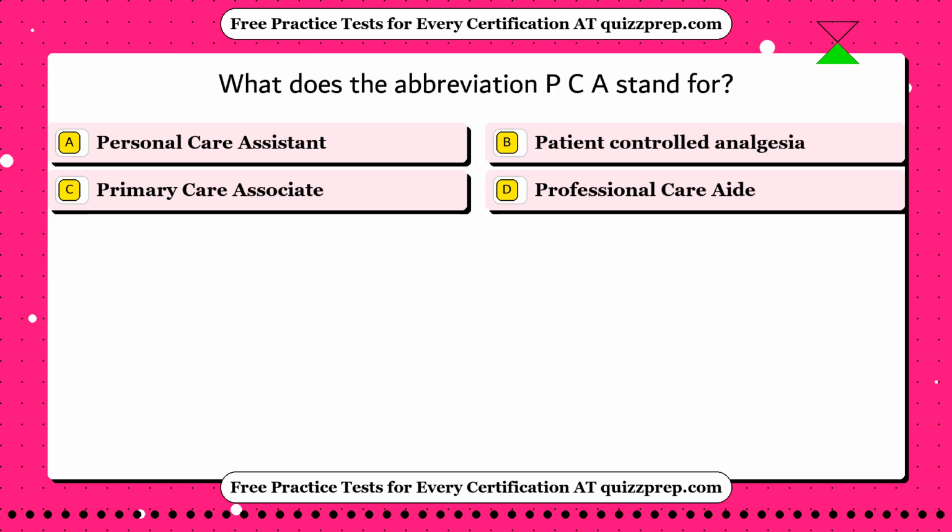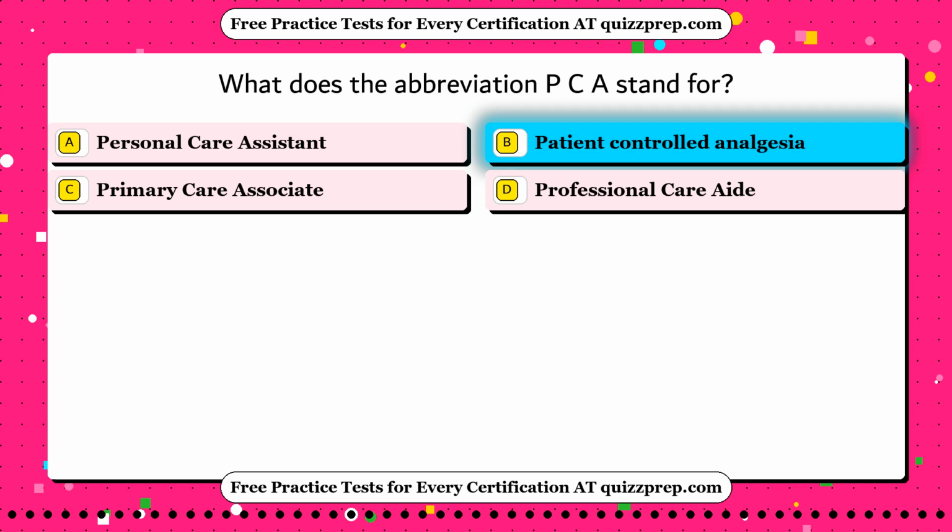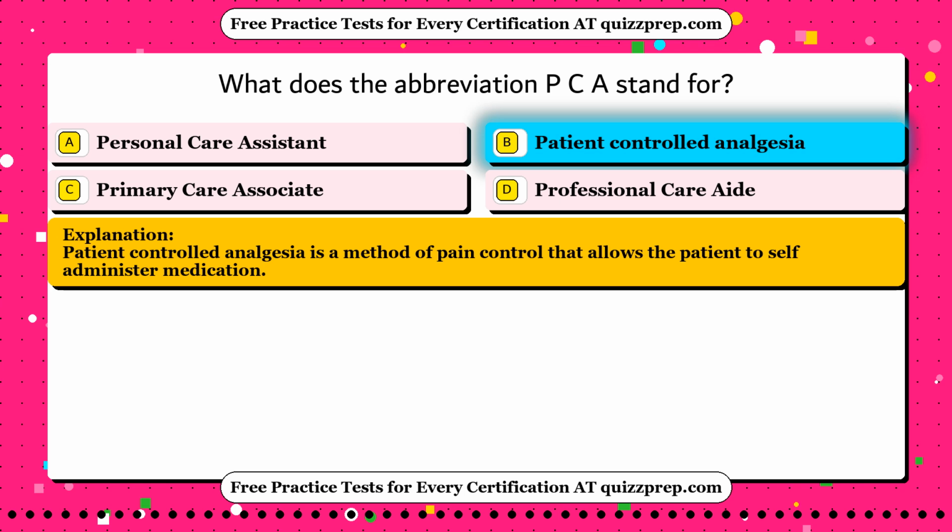Question 87. What does the abbreviation PCA stand for? Option A, personal care assistant. Option B, patient-controlled analgesia. Option C, primary care associate. Option D, professional care aide. The correct answer is option B, patient-controlled analgesia. Patient-controlled analgesia is a method of pain control that allows the patient to self-administer medication.